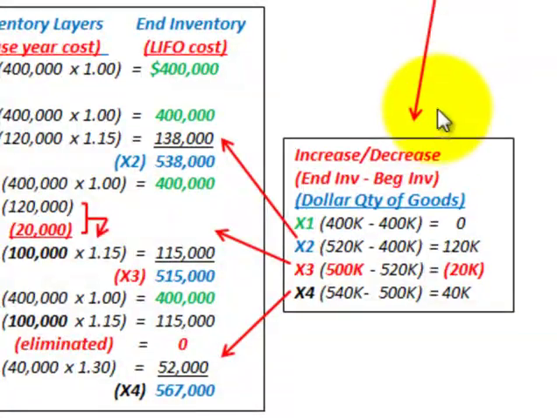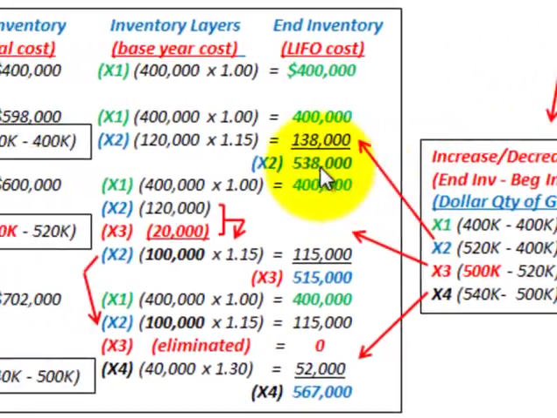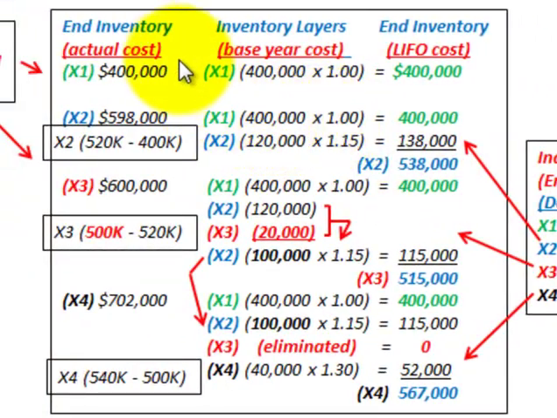Now this is where we move down. We're going to use these increases and decreases in our inventory to determine our LIFO cost, or convert from the actual cost to our LIFO cost. This is why we've calculated those increases and decreases in our inventory. Again, this is where step 2 comes in, where we determine the inventory cost in real terms.